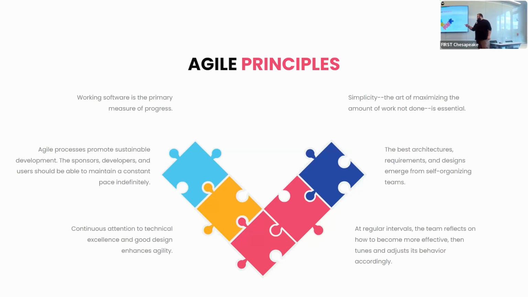Continuous attention to technical excellence and good design enhances agility. That goes back to one of those, we value the left over the right. That said, the right still has value. There is a place for documentation and having that measure twice, cut once approach. Simplicity, the art of maximizing the amount of work not done, is essential. So being able to, again, take a look at what your design or approach is, know where to step back and where to focus and where to prioritize your work. And that's a term we'll talk about soon.